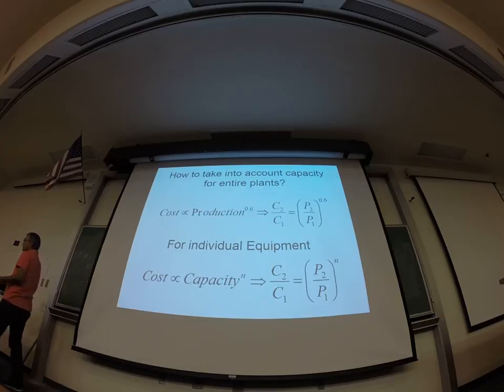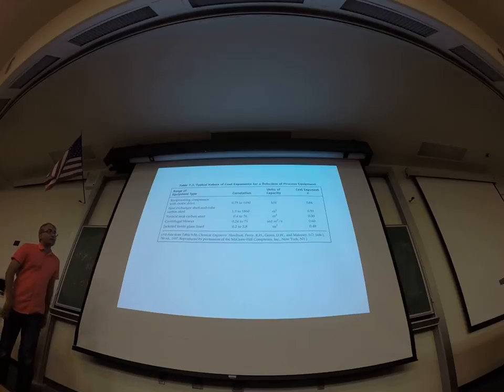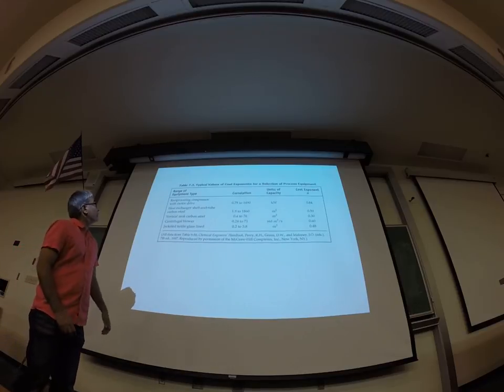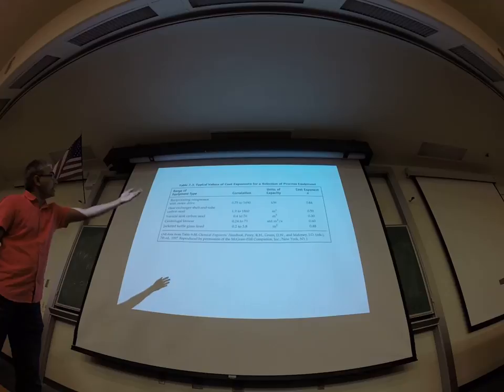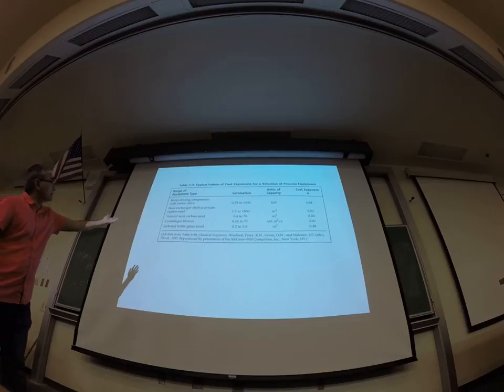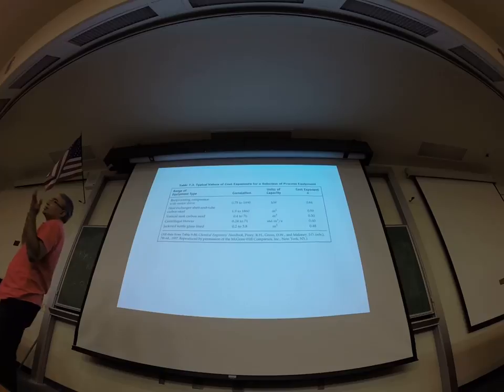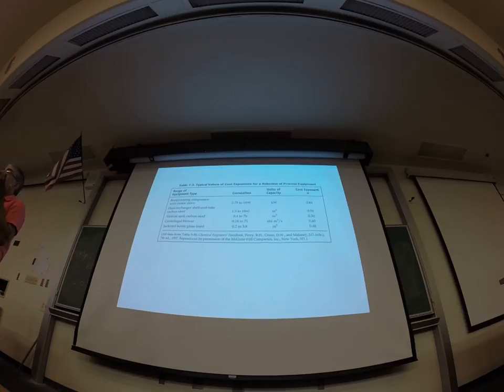Really the reason, in some sense, is that if you look at the cost exponent for various equipment, some of them are greater than 0.6, some are less than 0.6. You can see a compressor 0.84, heat exchanger 0.59, vertical tank 0.3, and others 0.6 and 0.48. Some are greater than 0.6, some are less, and it averages out to 0.6. So it's just data.